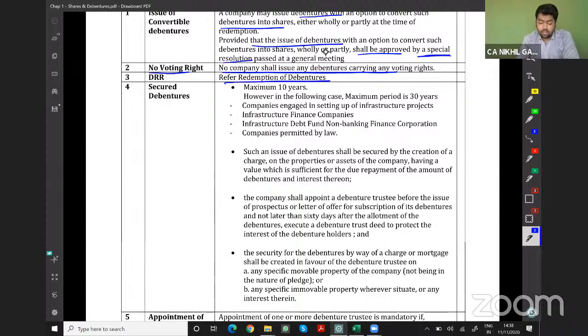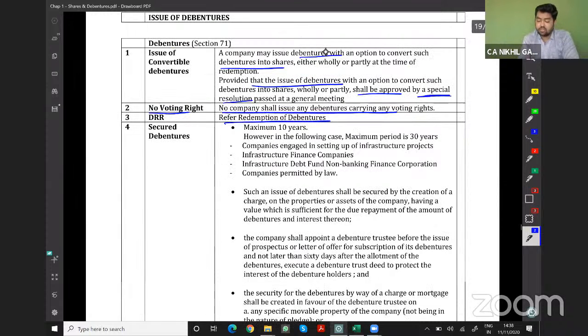Secured debentures: maximum 10 years. However, in the following cases, the maximum period is 30 years. Normally the maximum period of debentures is 10 years, but in the following cases we can issue for 30 years as well. Preference shares was 20 years. In case of debentures, it is 10 years. And the maximum period in the following 4 cases will be 30 years. What are the following 4 cases?